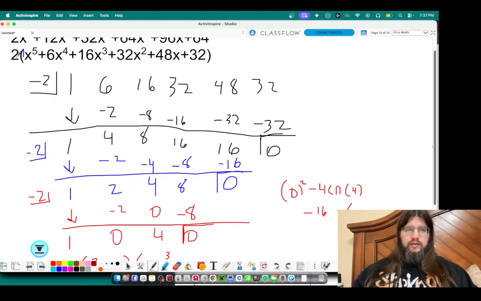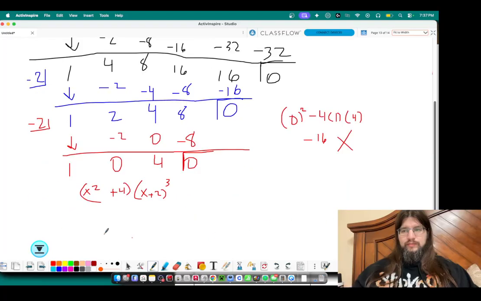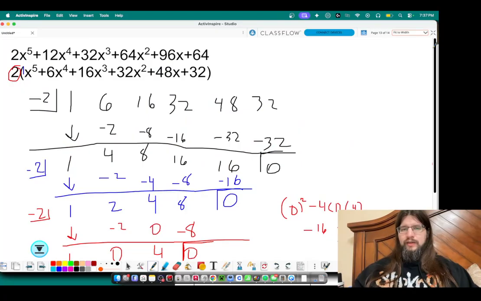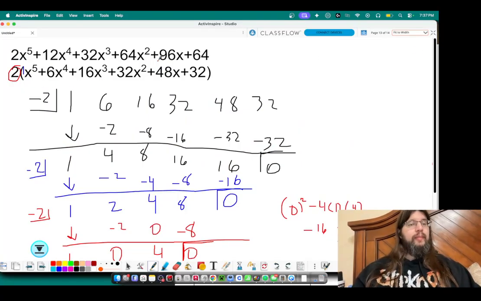And if you forget that, you fail. GCF is 2. Okay, the first step is to check for GCF. And after you write out your answer, make sure that you put your GCF.